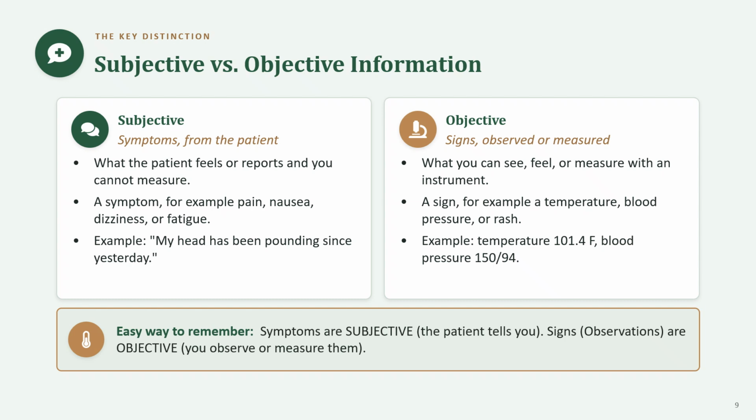Here's a memory trick at the bottom, and I want you to write it down. Symptoms are subjective. The patient describes it to you. Signs are objective. You observe or measure them. Subjective data is descriptions from the patient. Objective data is observations from the healthcare provider.